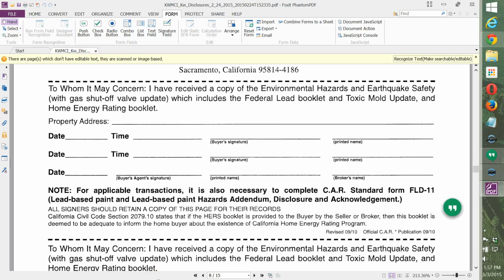Yes? So when you're working with a buyer, you'll get the form in disclosures from the listing agent a lot of times. So is that acceptable, or should we be getting? When you're working with a buyer, the law says you're supposed to be doing this when it says, I have received a copy of environmental hazard and safety book.